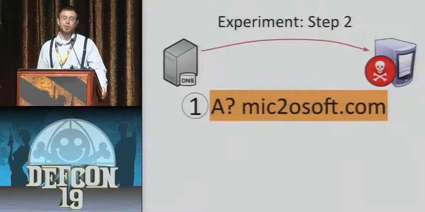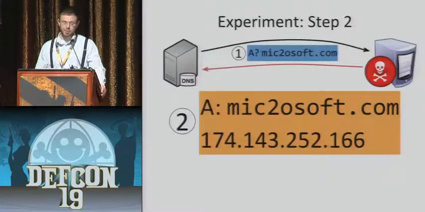Experiment step 2 is you have to properly answer DNS. And this is actually very important, and I'm going to go through this via an example. Let's say somebody out there is trying to resolve a domain name you registered. Let's say it's mic20soft.com, 1 bit away from Microsoft. You're going to get an A record request, and of course you'll answer it.